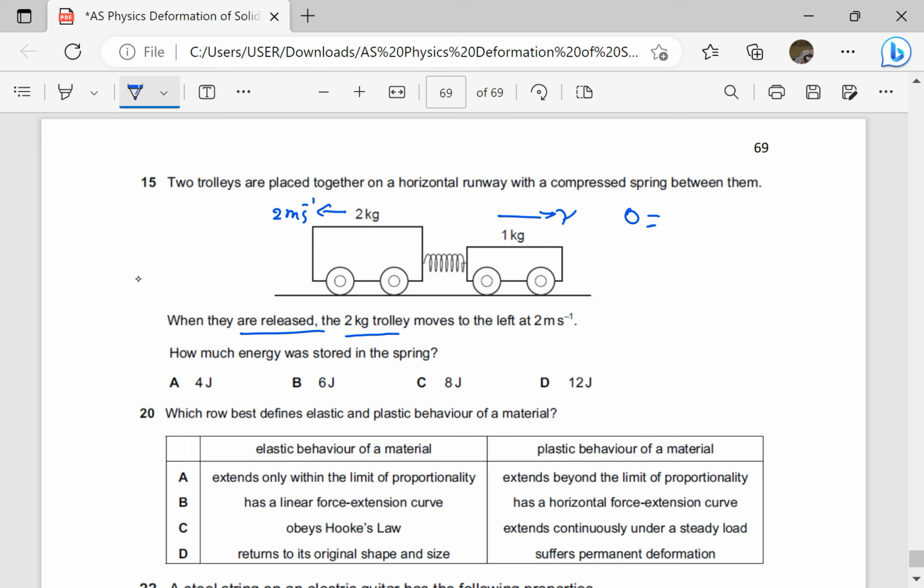So we shall say momentum to the left is negative, momentum to the right is positive. So momentum to the right will be the mass, which is 1 kg, because momentum is mass times velocity. So 1 kg times the velocity v. Then momentum to the left is negative, let's say minus 2 times 2. So when I make v the subject, v is going to be 3 meters per second. So the 1 kg moves with 3 meters per second to the right-hand side.